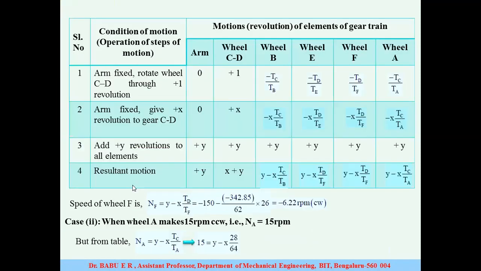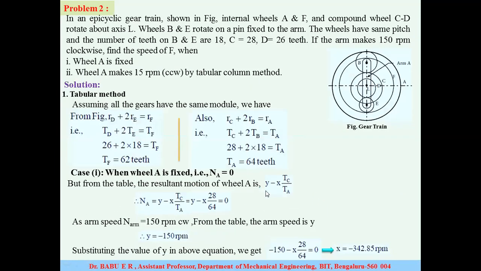But from the table, the number of revolutions of gear A will be y minus x times Tc by Ta. So Na equals y minus x times Tc by Ta, which equals y minus x times the number of teeth on gear C, 28, divided by the number of teeth on gear A, 64, which equals 0. That is the given data.